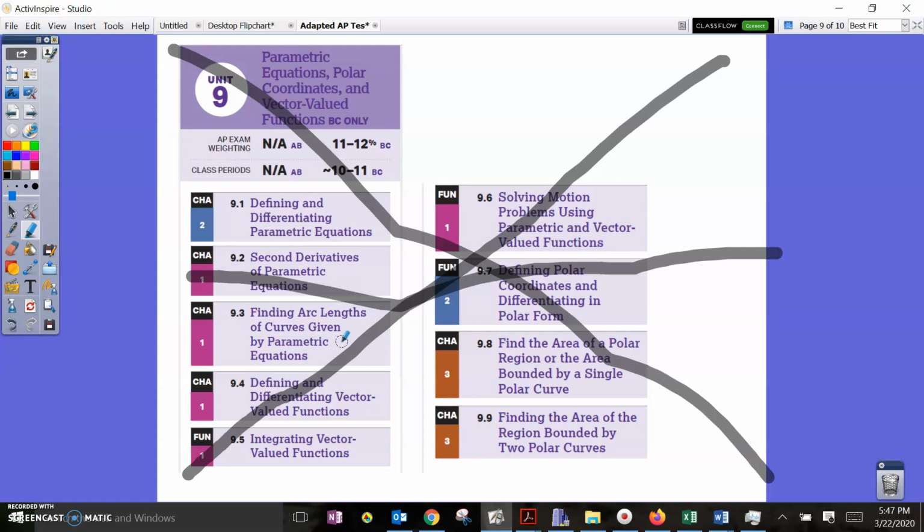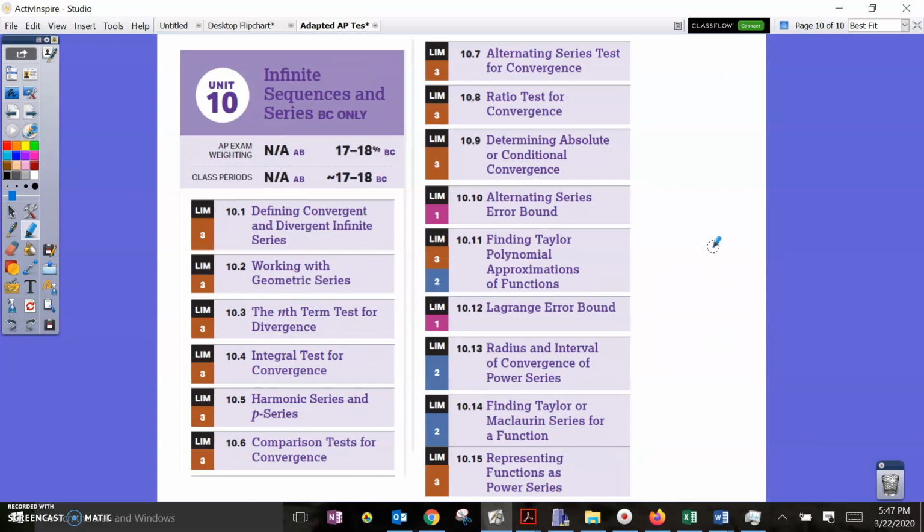All right. And now the last unit is where it gets a little interesting here, the last unit in their breakdown, Unit 10, part of which is eligible to be asked about and part of which is not. We're going to highlight and look at which things are eligible and which are not. There are 5 sections, 5 topics from Unit 10 that they've said they will be asking questions about. Number 1, this second section, working with geometric series. That is on the exam. Then there's 10.5, the harmonic series, and P series. So we should know all about those things.